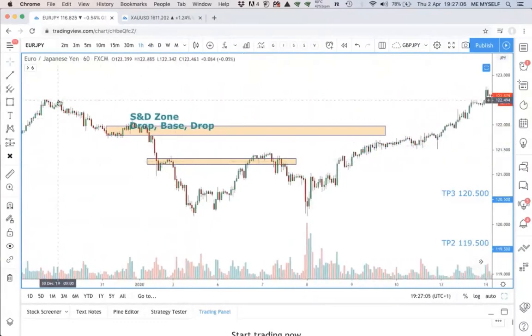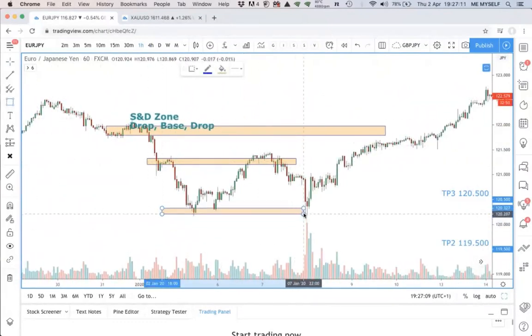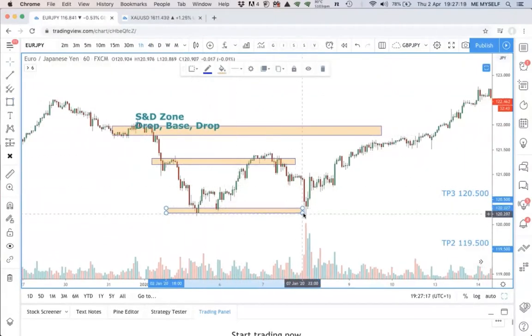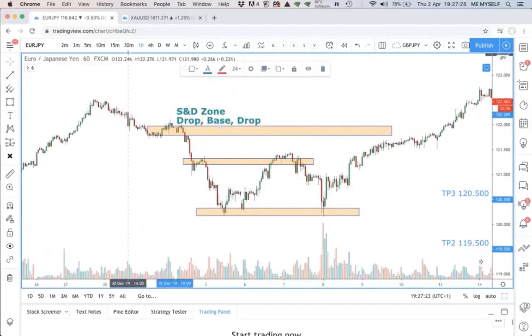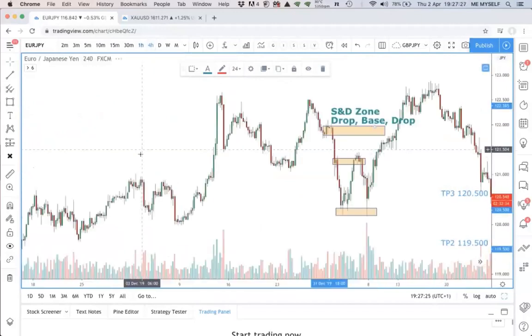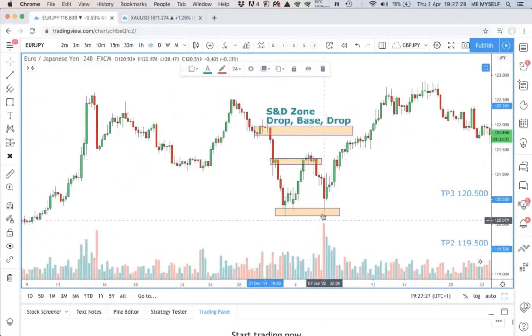Now, you'll start to notice something about these zones as well. So you see here a drop, base, a rally, and look at what price did. Came back down into there, pushed up, and then came back down into here and pushed up. So I'll go back onto a bigger time frame.